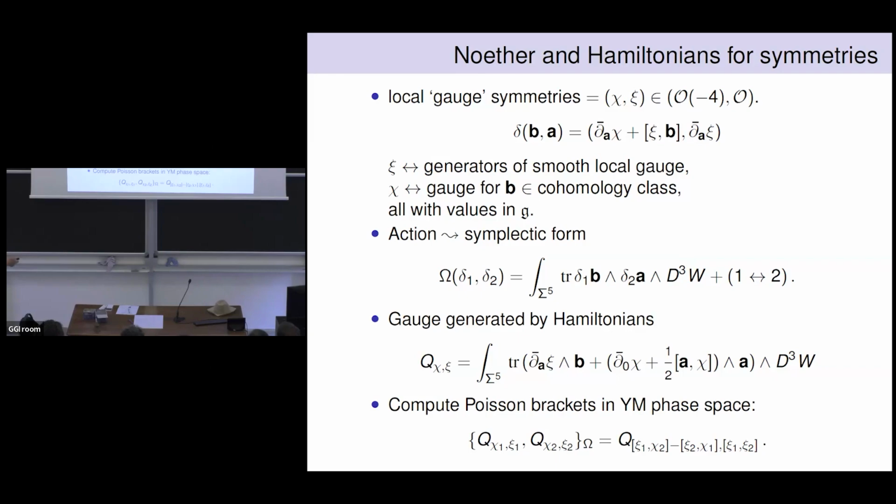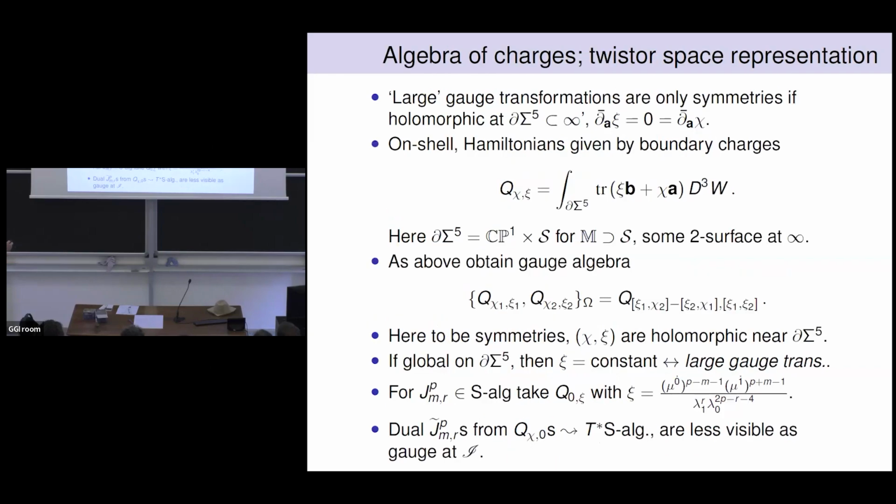Anyway, but they have the right Poisson bracket relations. But the point is that if you want to think of these as large gauge transformations, there are only symmetries at the boundary of your initial data surface, which we're going to think of as being out at infinity, where these psi and chi are actually holomorphic. And if they're holomorphic, then they will reduce to functions of 3 variables, which is the right place for the S algebra.